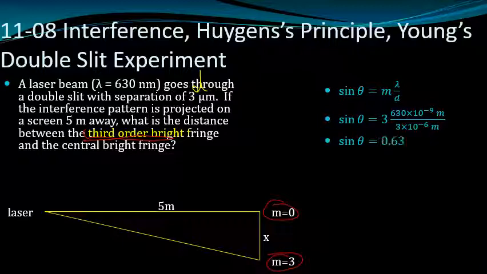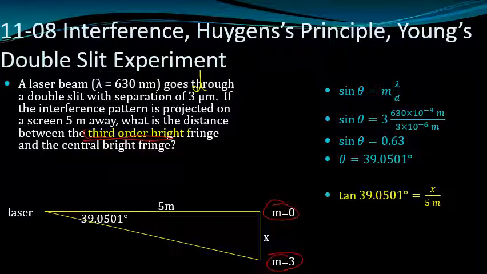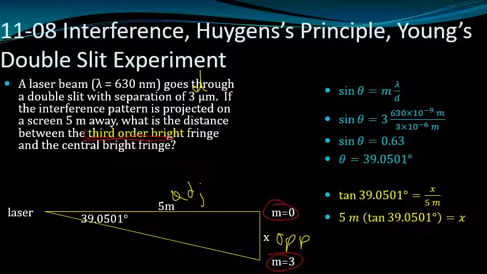Do inverse sine, and we get our angle of about 39.0501. Now if we look at our little triangle that I drew, we see that we could just use tangent there. So tangent of the angle is the opposite, x, over the adjacent, 5. Multiply both sides by 5 and run it through your calculator, and that separation distance is about 4.06 meters.